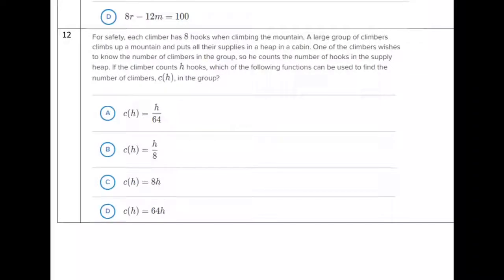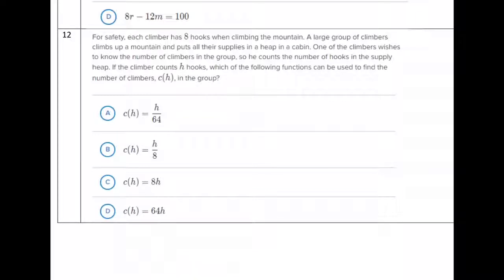Number 12. For safety, each climber has 8 hooks when climbing the mountain. A large group of climbers climbs up a mountain and puts all their supplies in a heap in a cabin. One of the climbers wishes to know the number of climbers in the group, so he counts the number of hooks in the supply heap. If the climber counts H hooks, which of the following functions can be used to find the number of climbers C of H in the group?